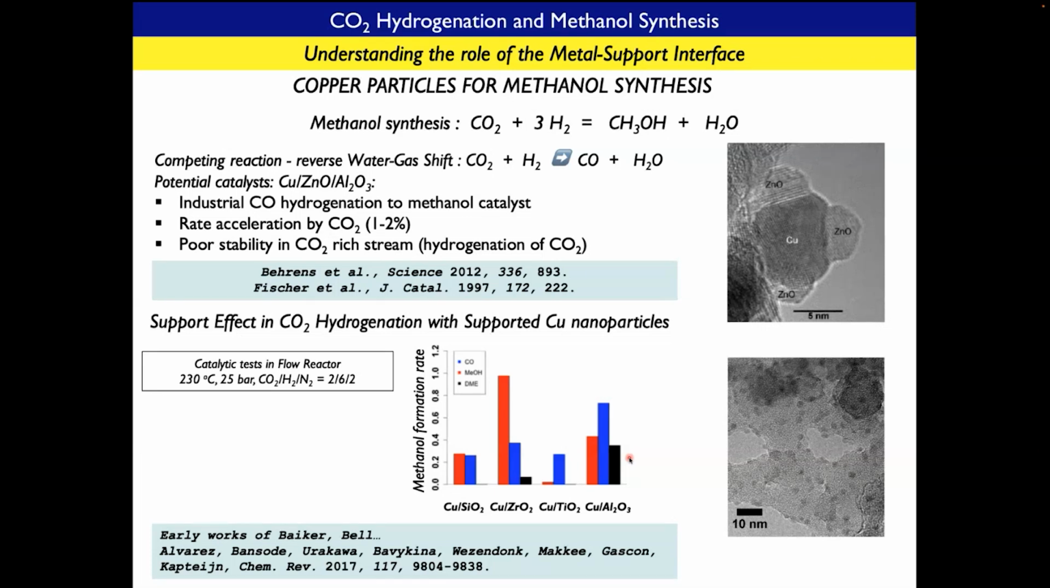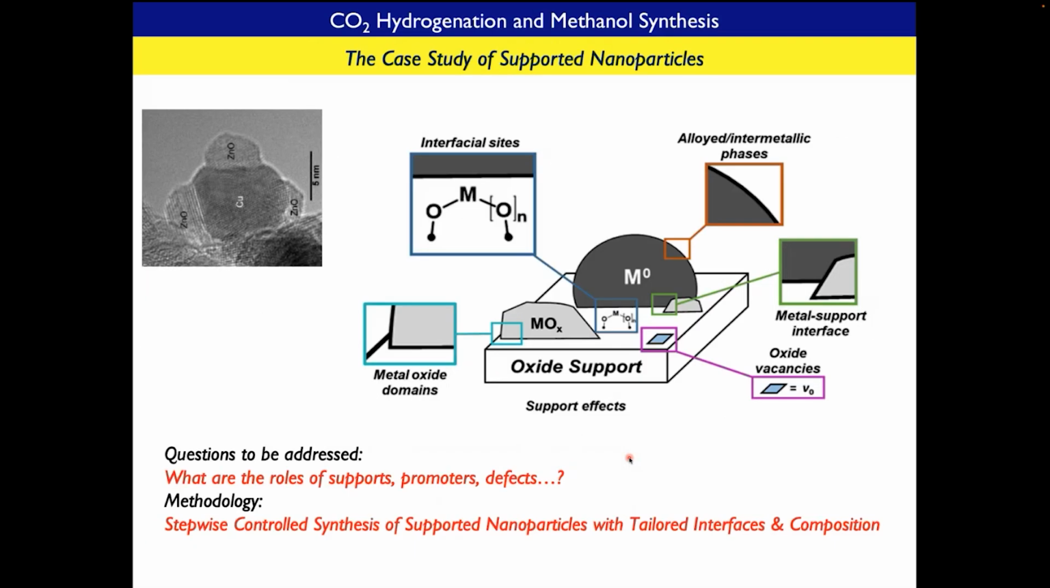So here you actually promote all of them together. With that in mind, we asked, can we try to understand the effect of the support in this type of system? Coming back to my slides, the question we want to understand is: what is the role of the support, the promoters, and the defects on the overall reaction pathway? I wanted to use our approach of surface organometallic chemistry to tailor the interface and the composition of our catalyst.